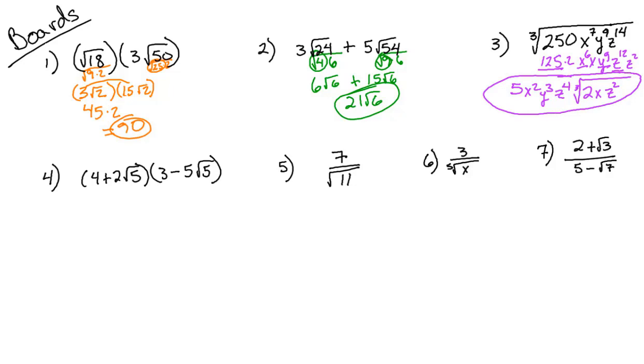Okay, the next one, we get multiplication here. So let's multiply these binomials. We get 12 minus 20 square roots of 5. Then move that guy in and we get 6 square roots of 5 minus 10. Square root of 5 times square root of 5 is 5. Well, it's the square root of 25, which is 5. So we get minus 20 square roots of 5 and plus 6, that's minus 14 square roots of 5.